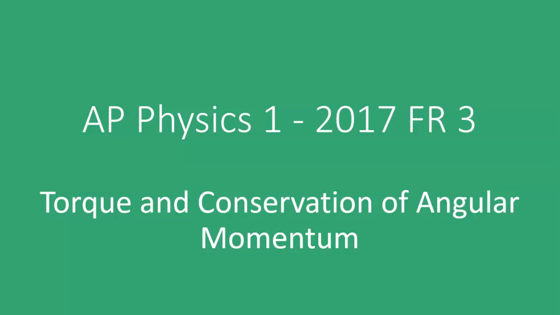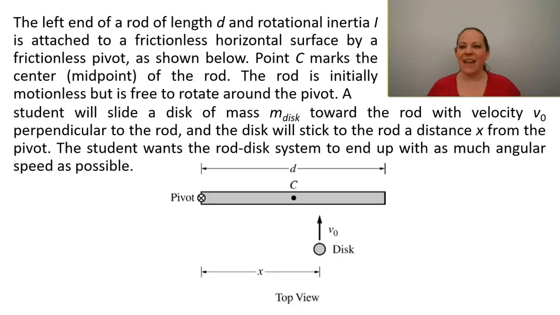We will be taking a look at AP Physics 1 2017 free response question 3, which dealt with torque and conservation of angular momentum. The left end of a rod of length d and rotational inertia I is attached to a frictionless horizontal surface by a frictionless pivot as shown below. Point C marks the center midpoint of the rod. The rod is initially motionless but is free to rotate around the pivot.